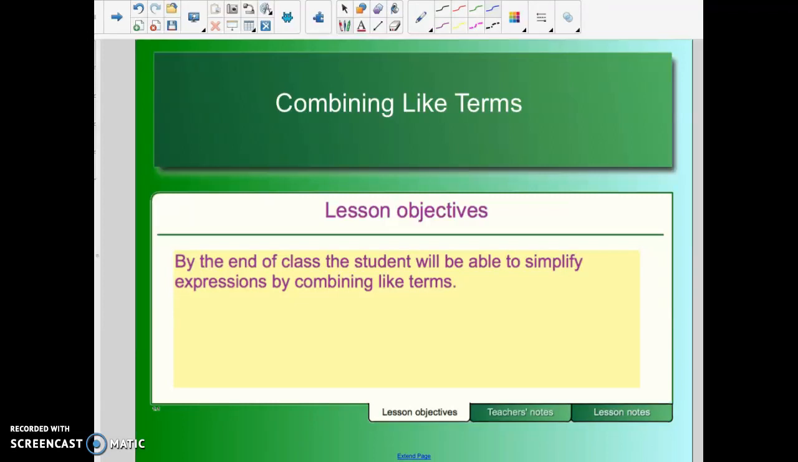Today we're going to start learning about Unit 2. The very first thing in Unit 2 is to combine like terms. We kind of talked about this already this year, but we're really going to zone in and focus on what it means to combine like terms with positives and negatives.